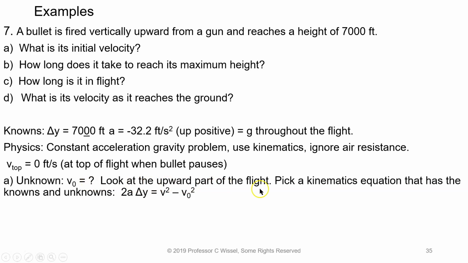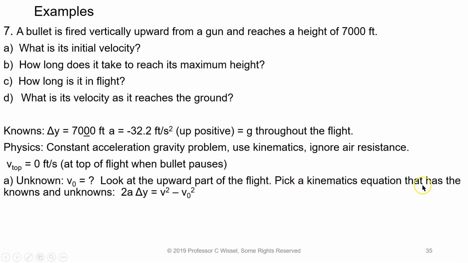Okay, so we want to look at the upward part of the flight. Then we can divide the flight up, just like we did with a ball thrown up and then coming back down. You can take the first half, you can take the second half, or you can take the whole thing. You pick parts of the flight that you know something about. We know the top of the flight is 0, and we want to know what it is in the beginning. So we're going to look at the upper part of the flight.